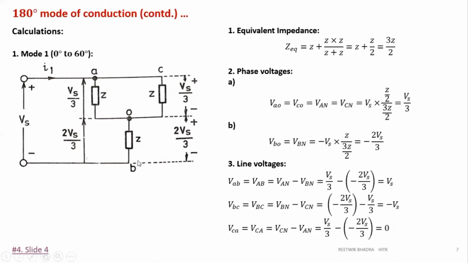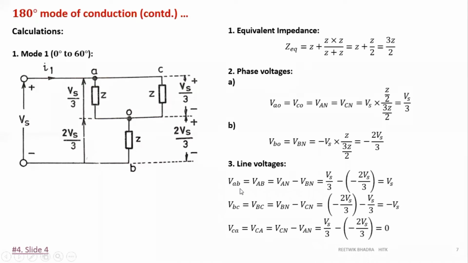Now what will be VBO? VBN is equal to minus Vs. Why have I taken minus Vs? Because current is flowing from O to B, I'll get VOB as positive. If I go from B to O, I'll get negative. That's why minus. So minus Vs into the individual impedance of this, Z, by total impedance. So you'll get minus 2 Vs by 3. So this is your phase voltage: VAN and VCN are Vs by 3, and VBN is equal to minus 2 Vs by 3.